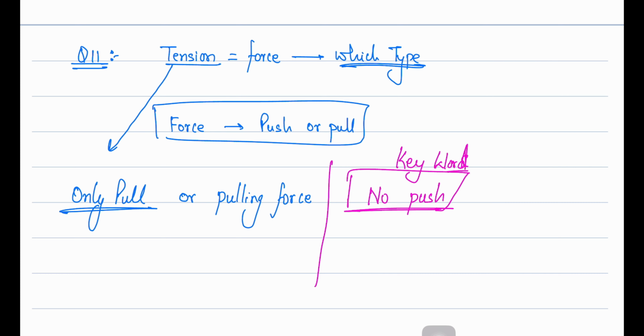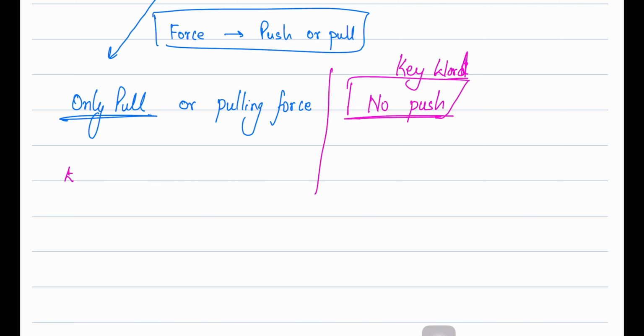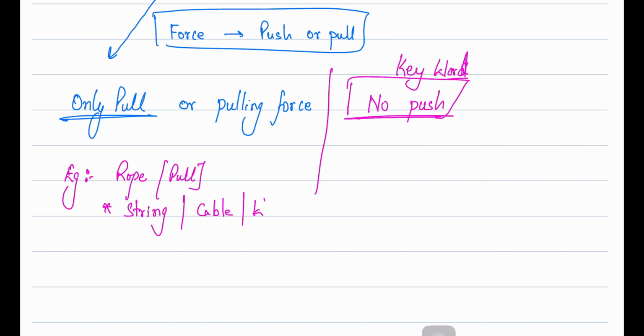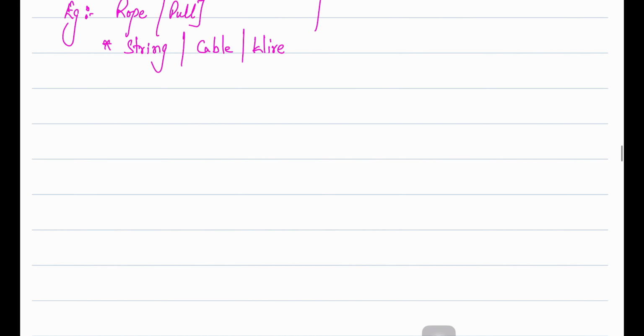Keyword. Clear? An example is like you can use a rope to pull. String, cable, wire: all these things are just examples of tension. Clear? Fine. Okay. Now the three major rules.